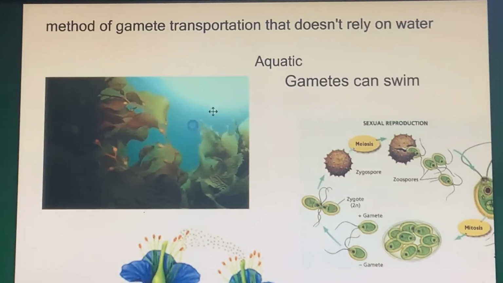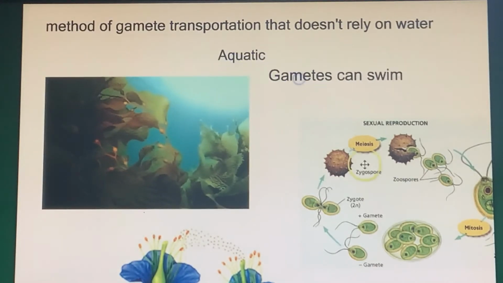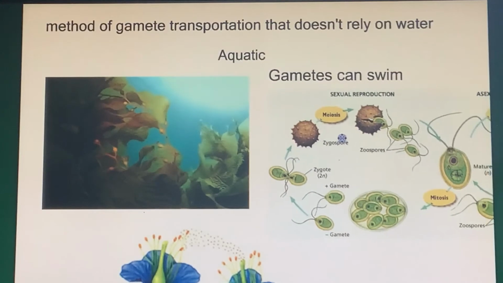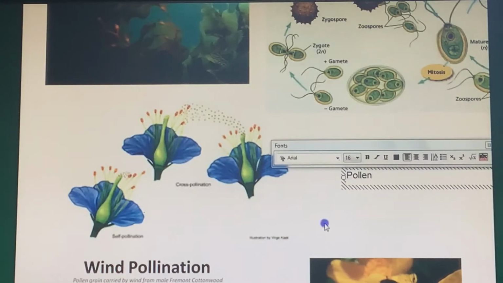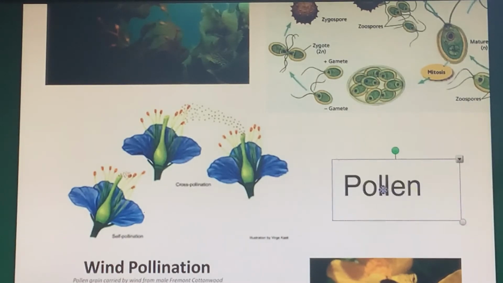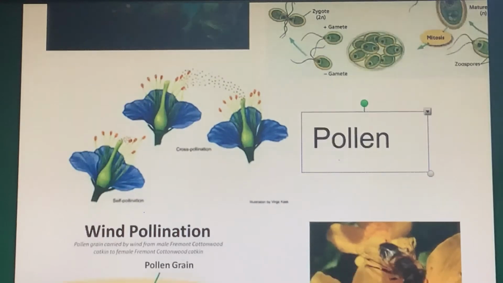If you're an aquatic organism, the gametes can swim to one another. If we look at this reproductive cycle here of this algae, the gametes are released into the water and they can swim to one another. Well, you can't do that on land. So, plants have evolved a method of gamete transportation that doesn't rely on water. Do you know what it is? Right, pollen. Pollen is a way to transport the male gamete from one organism to another.